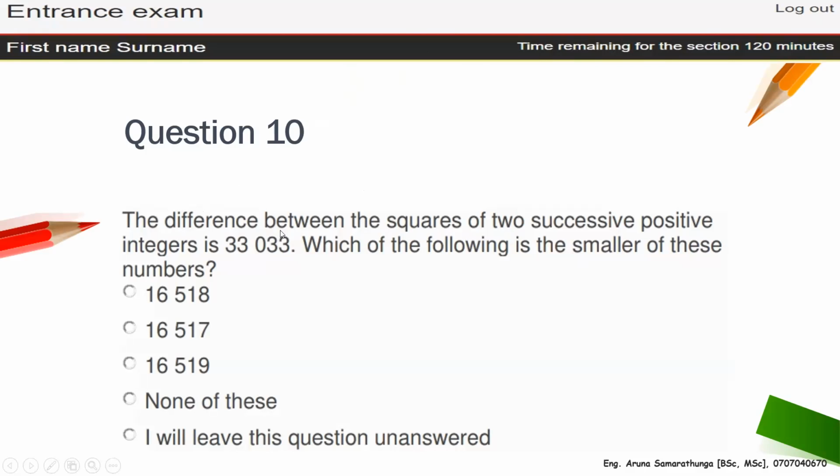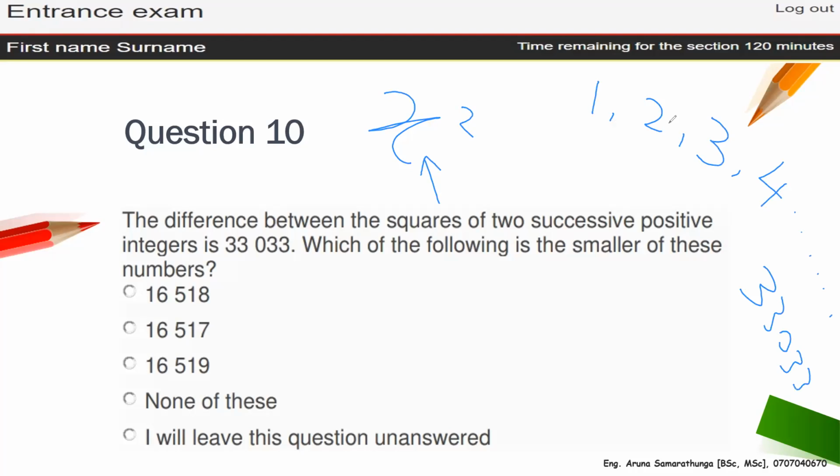The difference between squares. Square means this kind of thing. Let me take my pen out. The difference between squares of two successive positive integers. Positive integers mean these things: 1, 2, 3, 4, like that. You can leave this number. So these are the positive integers.